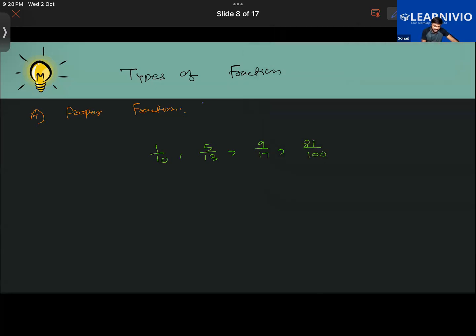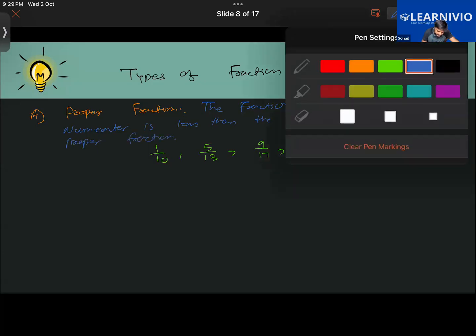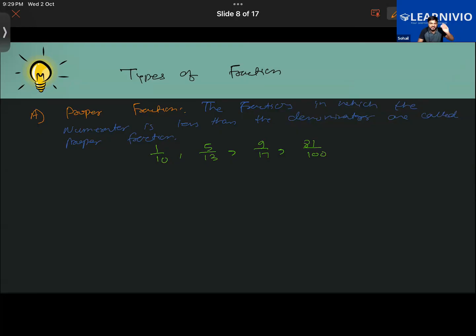So they are called proper fractions. By definition, the fractions in which the numerator is less than the denominator are called proper fractions. Can I write down this much and give some example of a proper fraction apart from the ones I have listed? Examples of proper fractions, apart from the given examples: 13 upon 16. Good. 19 upon 26. Good. By the way, complete writing the definition as well.